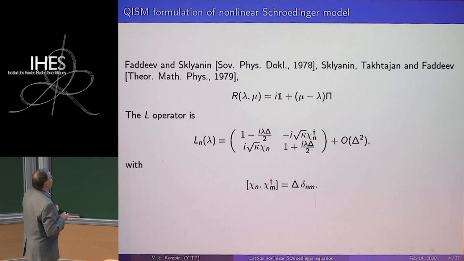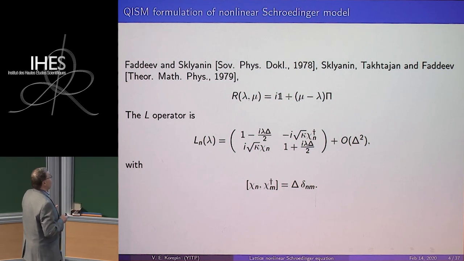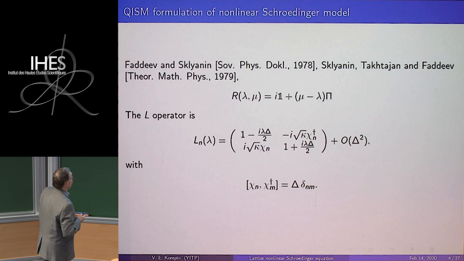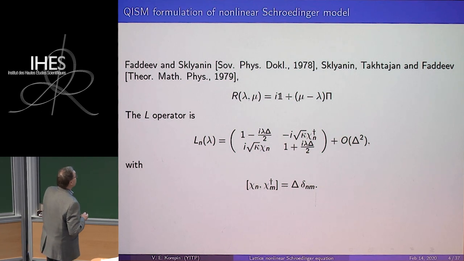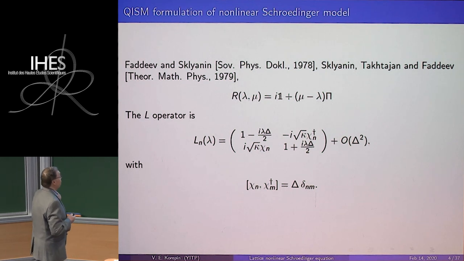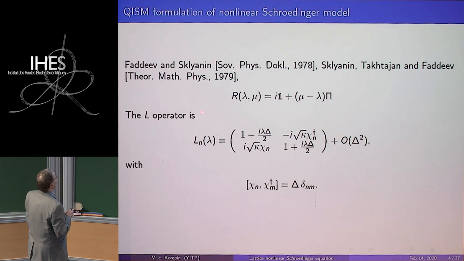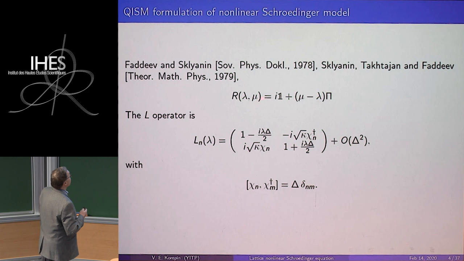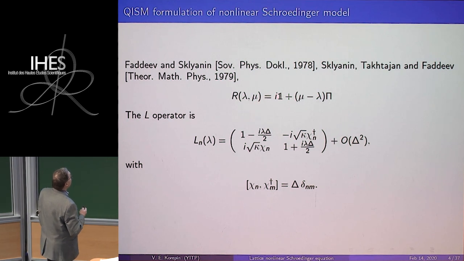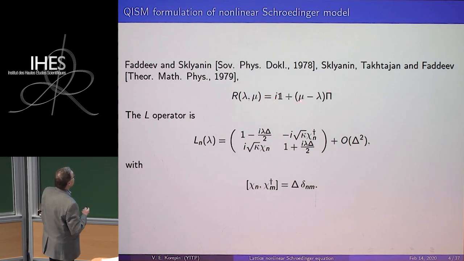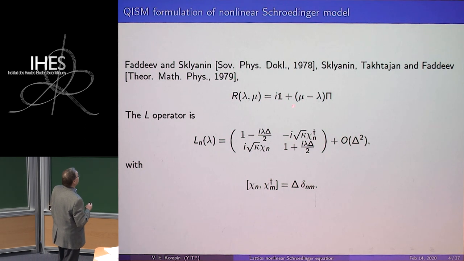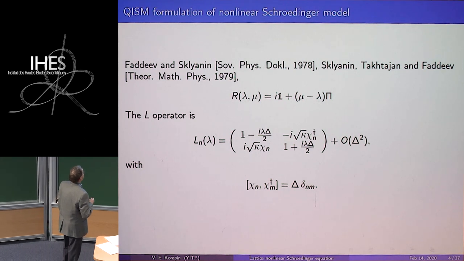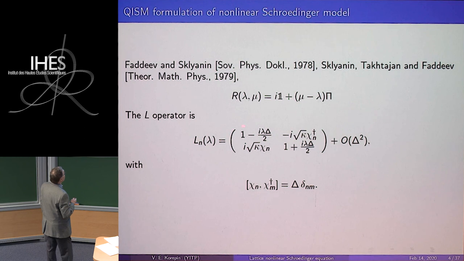At first, the model was solved by the coordinate Bethe ansatz and stayed that way for a long time. Many interesting physical properties were extracted from the coordinate Bethe ansatz, but later it was reformulated in terms of the quantum inverse scattering method. That's the R matrix, which is I squared minus one, permutation, and lambda and mu we call spectral parameters. So this is the L operator.